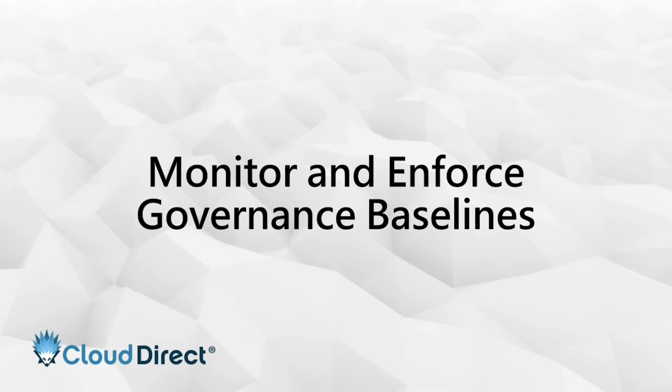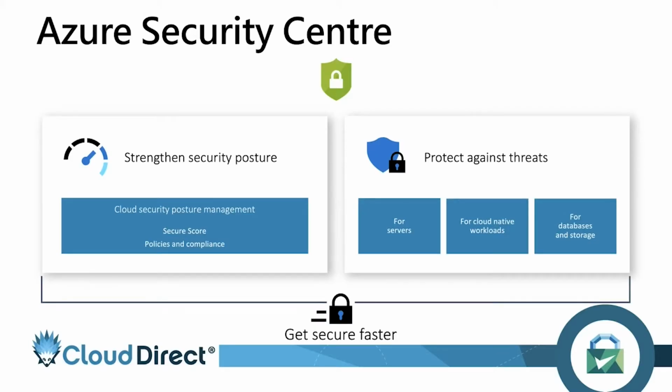How we actually go about enforcing and monitoring established baselines that we've already gone through. So the primary tool that we use for this is the Security Center. Surprise, surprise. There are three main aspects to the Security Center. The first two are highlighted there. Being able to strengthen that security posture, what that actually means.